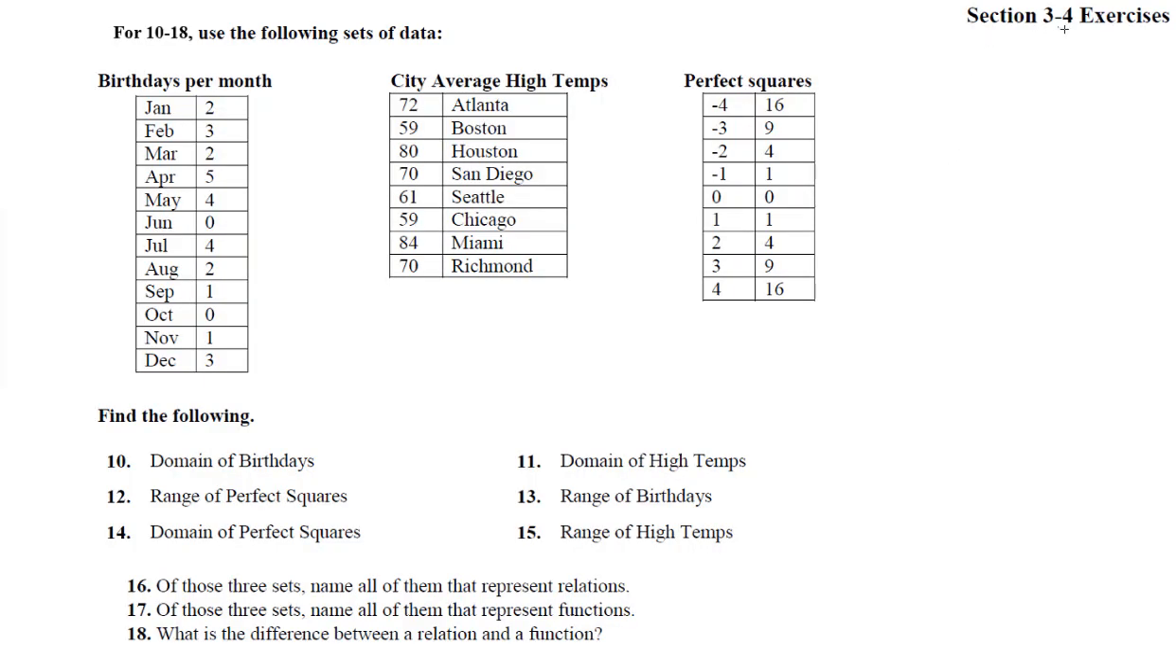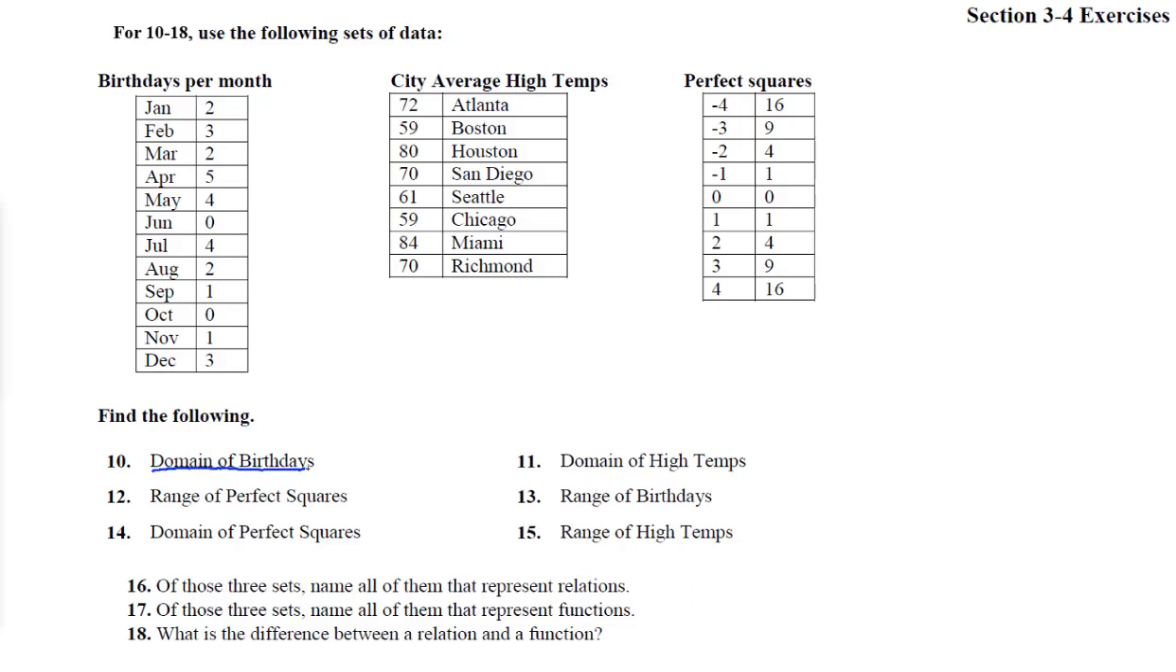Here we are in section 3.4, exercises 10 through 18, and it says to use the following sets of data. So we have birthdays set, we have city average high temps, and we have perfect squares. All right, so it says find the following.